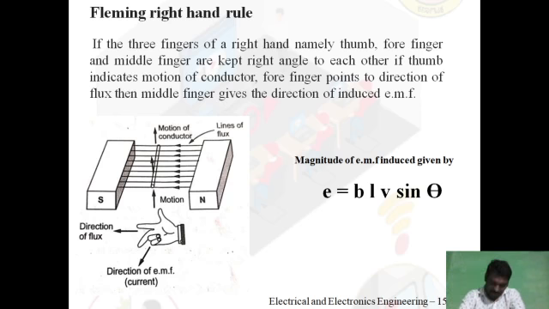And the magnitude of EMF induced depends on three parameters. One is flux density, one is the length of the conductor we are using, and another one is the speed at which we are rotating the conductor in the magnetic field in anti-clockwise direction. And the third one is the direction of EMF induced, which is given by Fleming's right hand rule.